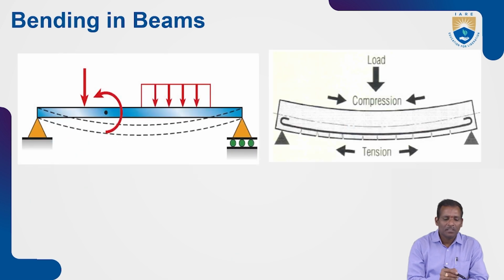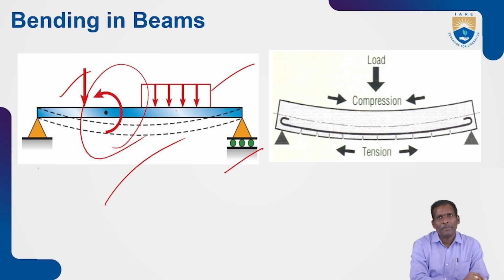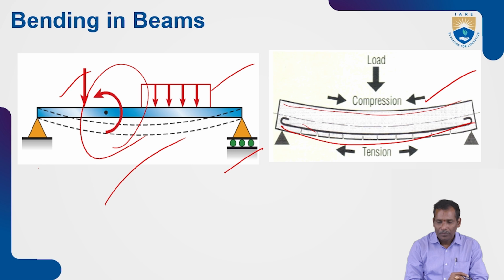You see in this one end is fixed and supported, and the other end is a roller support. Whenever a point load, UDL and moment are applied, due to this load the beam bends like this. The top portion undergoes compression and the bottom one tension. So the top layer is subjected to compression and the bottom layer to tension.